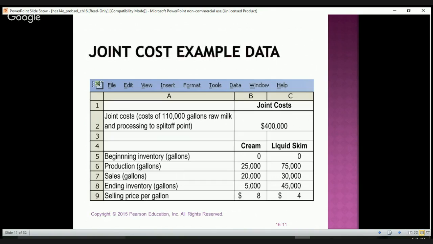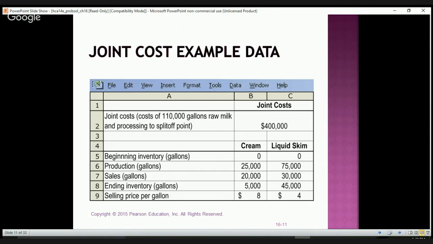So in this case, if we have the information, again, joint cost of 400,000. And then with cream, we have 25,000 gallons of production. We sold 20,000, and we have an ending inventory of 5,000. So how did we get that $8,000 per gallon? The selling price per gallon. That's how much they sold it for.